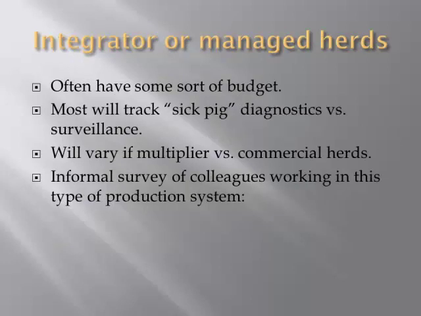And then we get to the integrator or the managed herds. So these are the real big ones, several thousand or even 100,000 sows, like the Seaboards we heard about yesterday and Iowa Select today. They often have some sort of a budget, particularly for surveillance. Maybe not so much for diagnostics, but certainly for surveillance. They track and separate sick pig diagnostics versus surveillance. And that'll vary if it's a multiplier herd or a GDU compared to a commercial herd.